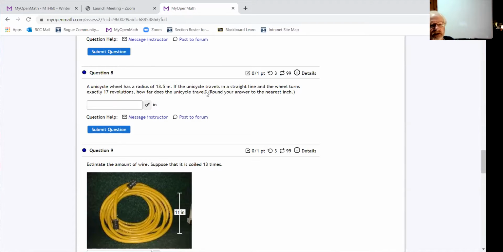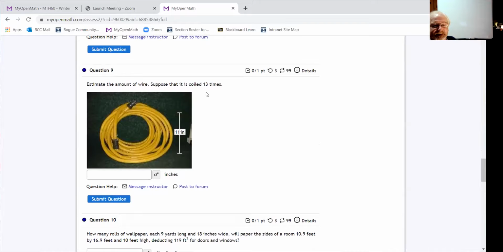All right, so use the information there. They gave you a radius. Use the information in the problem to figure out the circumference of the circle, the wheel. And my problem says 17 times that circumference will be the distance. So just roll, right?